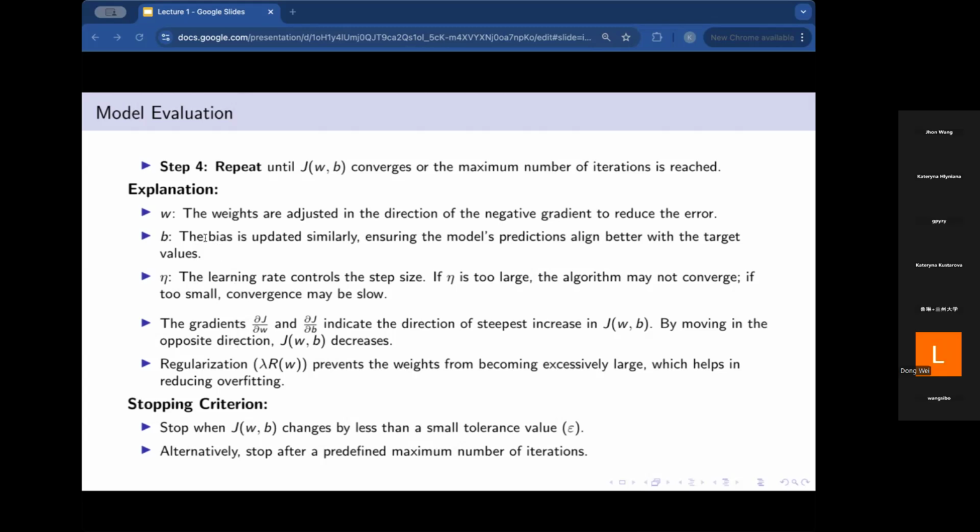And regularization, lambda times w, prevents the weights from becoming excessively large, which helps in reducing overfitting. And we have a stopping criterion: stop the iteration when the change in J of w and b becomes smaller than a predefined small tolerance value epsilon. Alternatively, stop after reaching a maximum number of iterations.